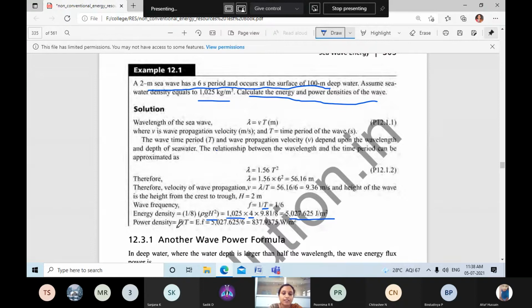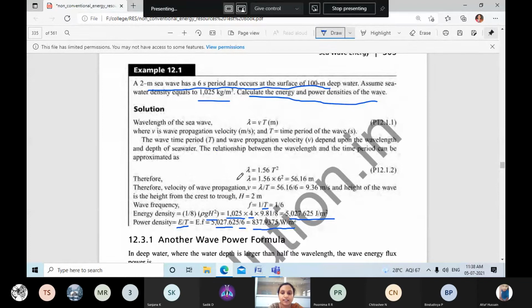Next, power density is E divided by T. We know the E value, so substitute that, and the T value is 6. Substituting, you will get 837.9375 watt per meter square.